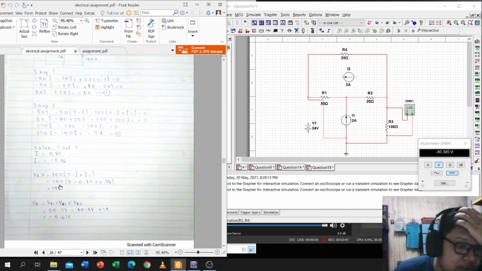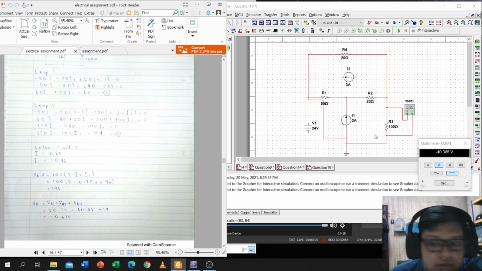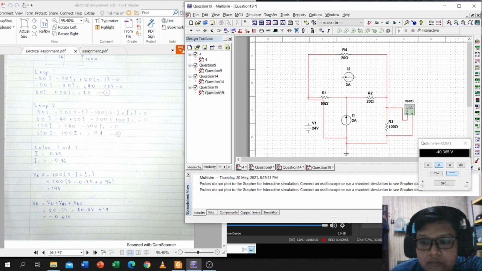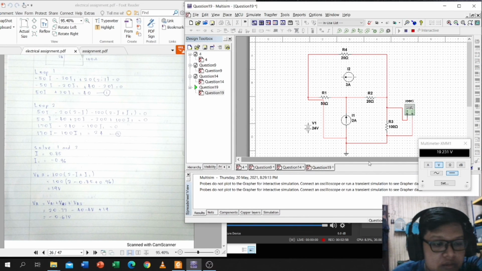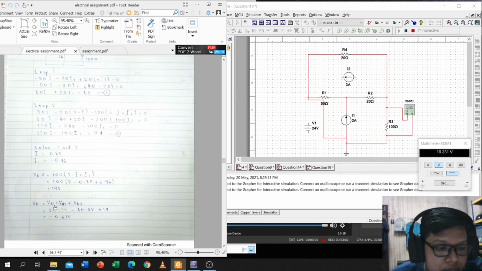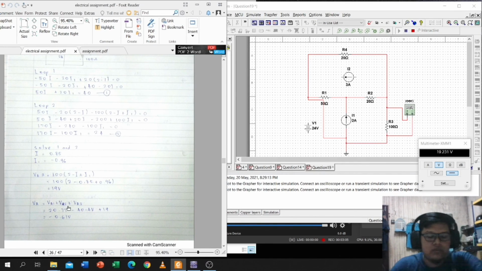So for VA, just key in the answer here and we got 19 volt, and this is the result for the simulation, 19 volt. And for the last one we just add VA1, VA2 and VA3.